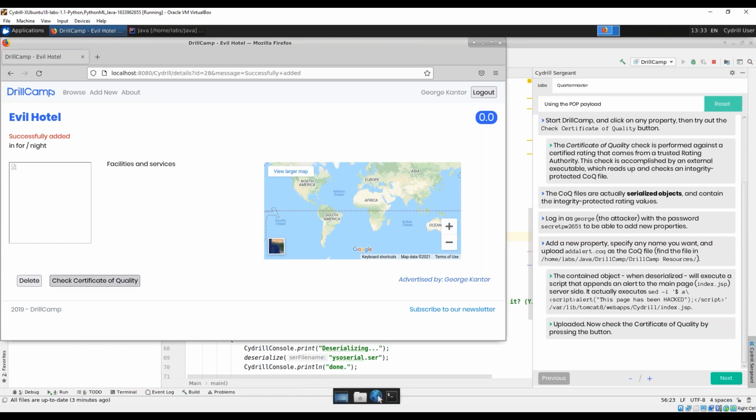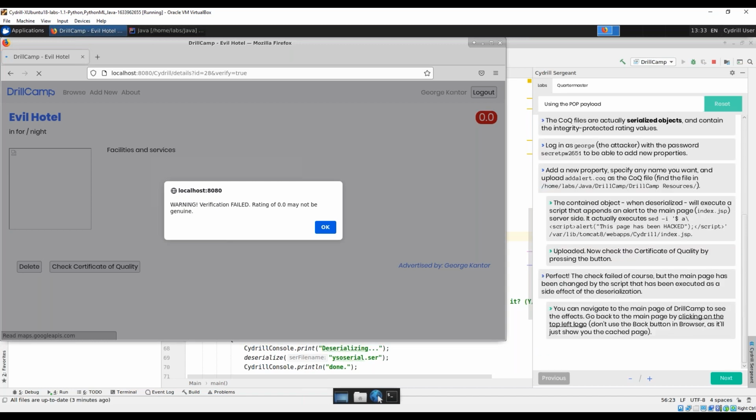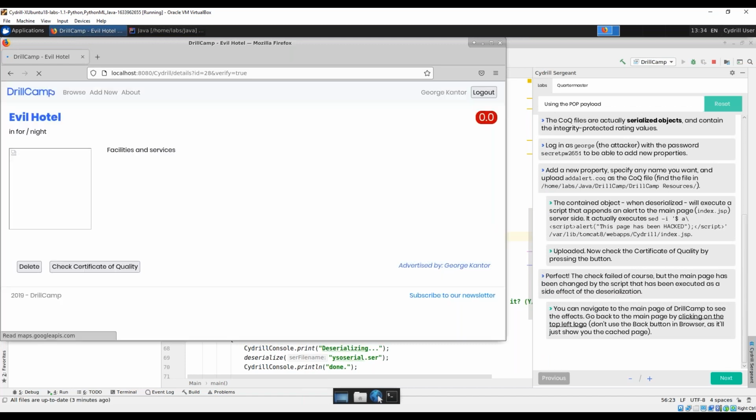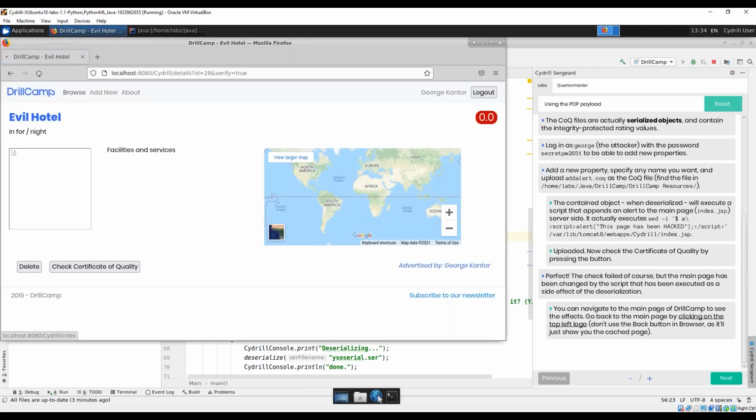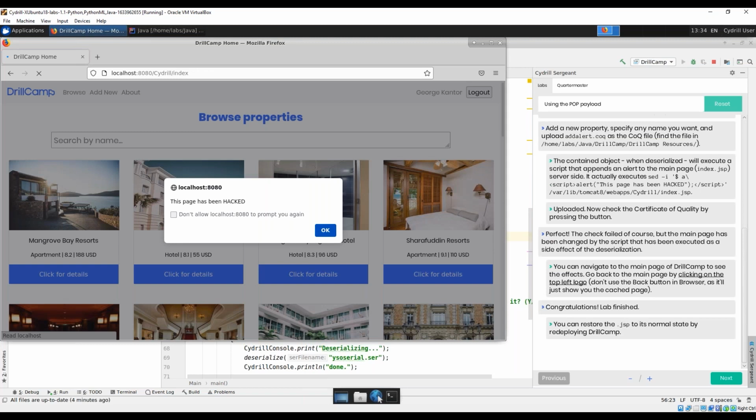So if I check the certificate of quality that I just uploaded, it's going to fail, of course, because I didn't upload a correct certificate. But it doesn't matter because just the process of trying to deserialize the object that I uploaded has triggered the code execution. And if I go back to the main page, I can now see that the code of the page has changed. And if the attacker wanted to, they could do whatever they want on the operating system. They could start a server, they could do whatever they like. So this is a demonstration of how this kind of problem can happen in the real world.